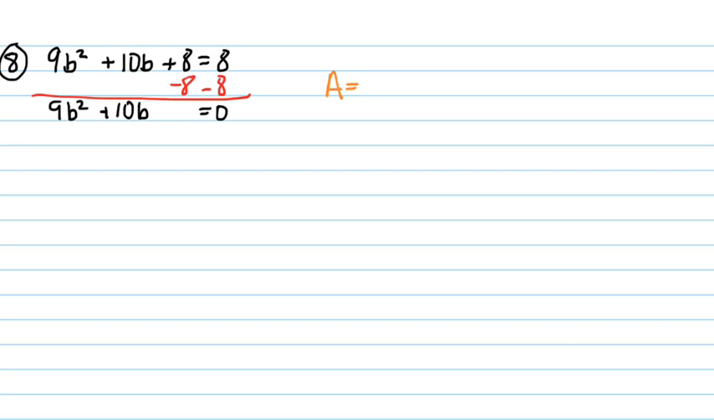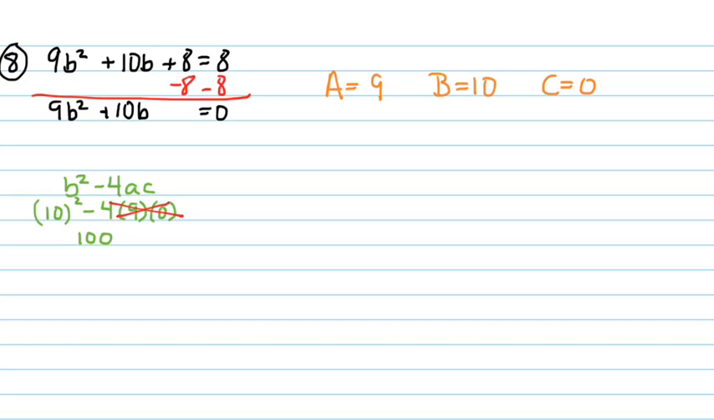A is what's in front of your squared term, 9. B is what's in front of your variable, 10. And C is your constant, 0. So we're going to plug into the formula. B squared minus 4ac. Again, we're just finding the discriminant in this case. So 10 squared minus 4 times 9 times 0. Well, anything times 0 is 0, so all of that's gone. 10 squared is 100.